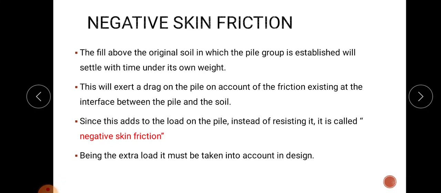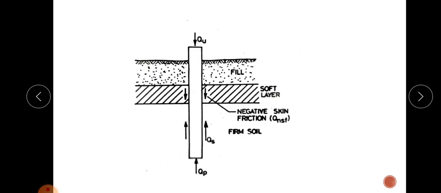So this negative skin friction occurs on a pile which rests on a soft soil layer. That is in this figure. When the soil layer surrounding the pile shaft settles more than the pile, a downward drag occurs on the pile. This drag is known as negative skin friction.